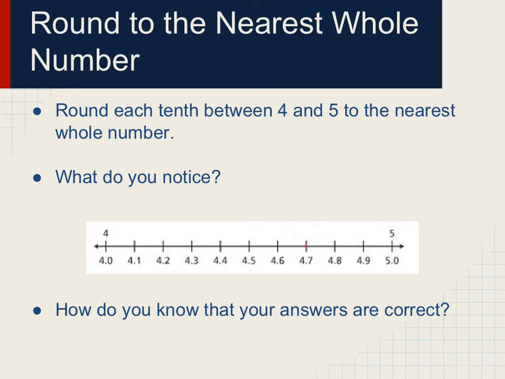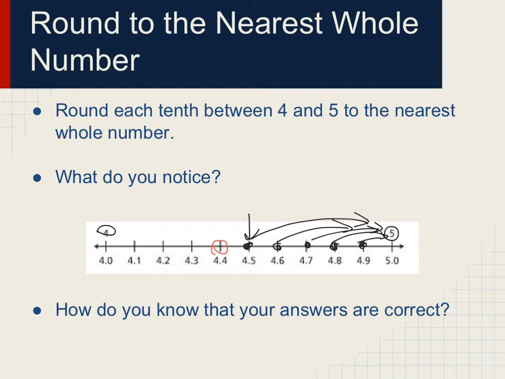This slide tells you to round each tenth between 4 and 5 to the nearest whole number. What do you notice? So here's 4, here's 5. The number line has already been broken into 10 equal-sized pieces. What we're told to do is round every single one of those tenths either to 4 or 5. We already know that the halfway point is what determines when a number gets rounded up. Anything that is halfway or further will get rounded to the next whole number, 5. So 4 and 5/10, 4 and 6/10, 4 and 7/10, 4 and 8/10, 4 and 9/10 will all get rounded up to the next whole number, which is 5.